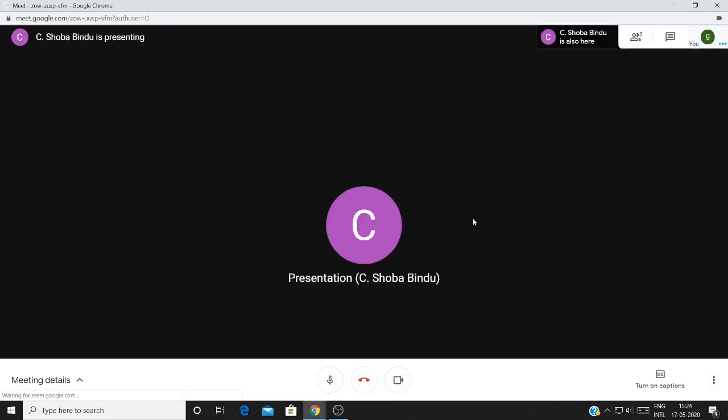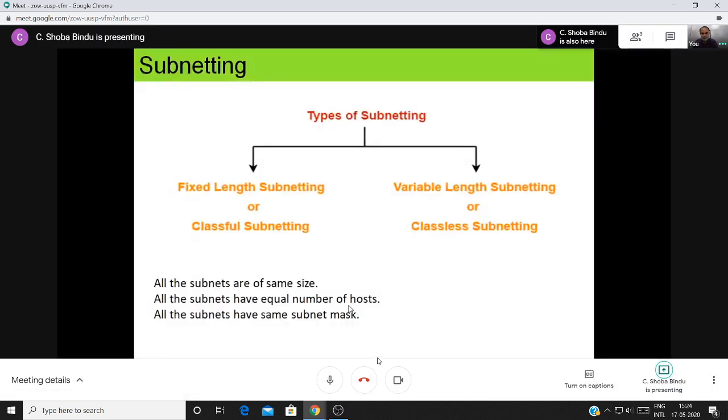Subnet mask. Subnet mask. Hello. Okay. All the subnets have the same subnet mask here.